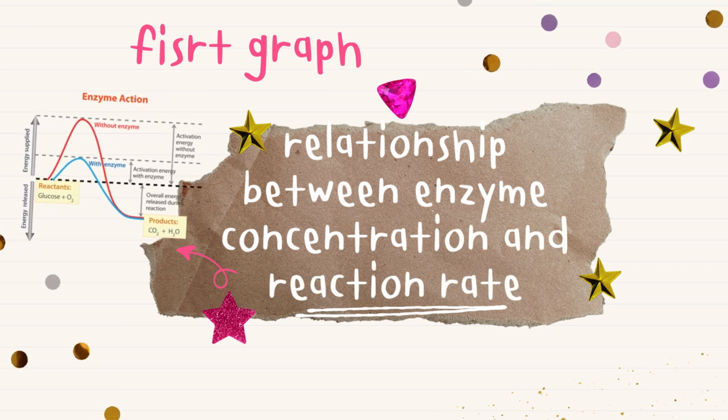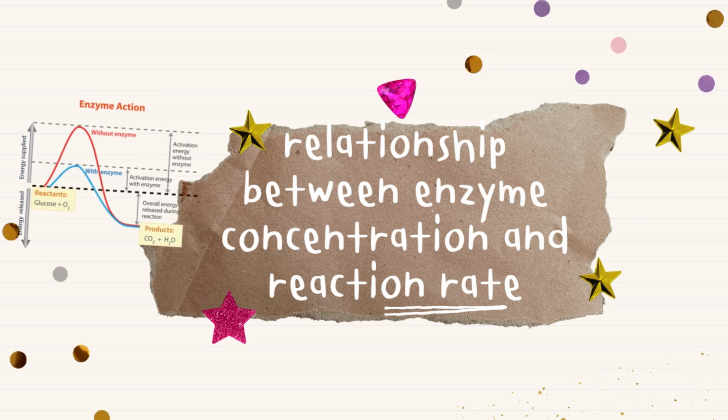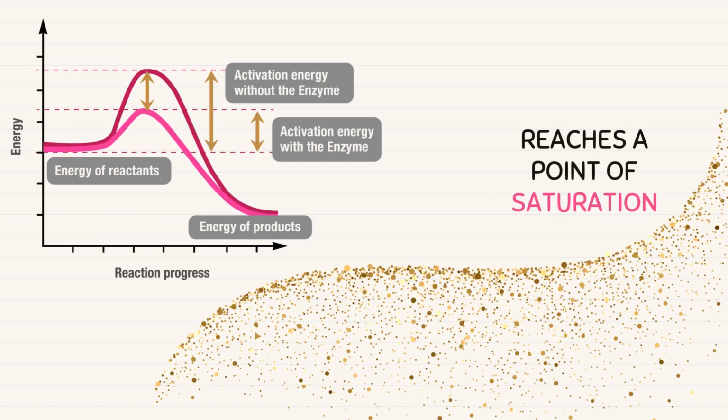The first graph shows the relationship between enzyme concentration and reaction rate. As we can see, the graph shows a curve that increases rapidly at first, then levels off. This is because the reaction rate increases with enzyme concentration but eventually reaches a point of saturation.